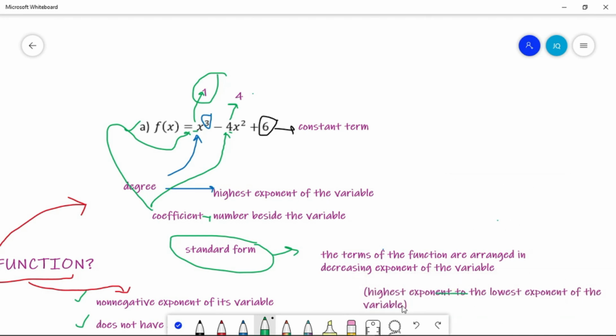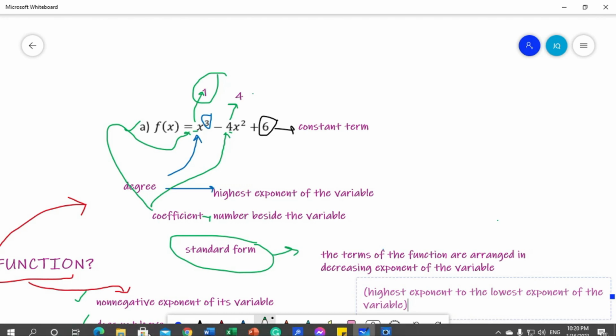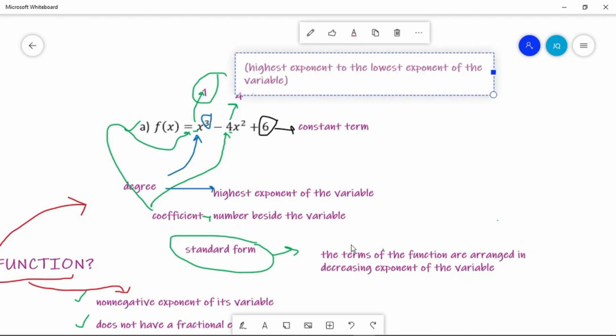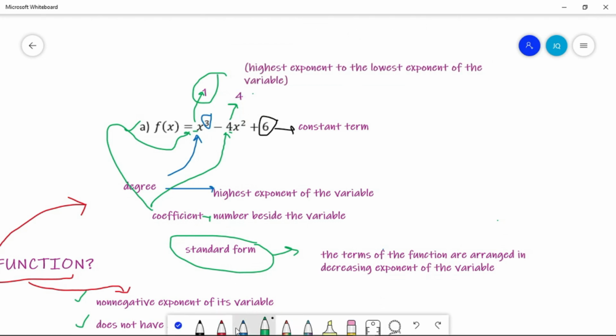Okay, so when we say standard form, it is from the highest exponent to the lowest exponent. Okay, so here from left to right. Okay, so from here to here.